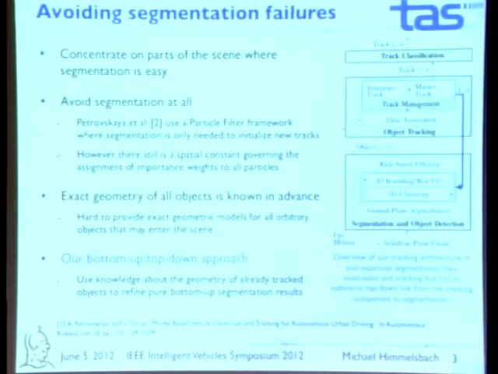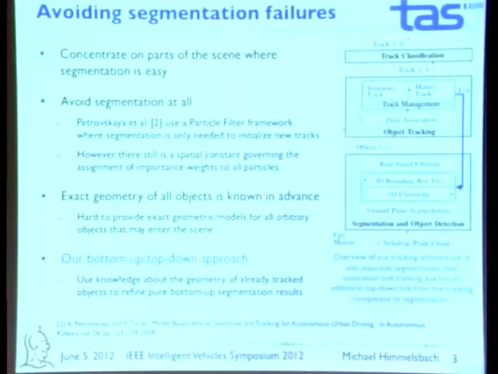So how can we avoid the segmentation failures? First of all, we could just concentrate on parts of the scene where segmentation is easy. I think this was mentioned by Chris Urmson yesterday also, where they localized themselves and then had the map containing road geometry, and then they just concentrated on objects on the road. We could try to avoid segmentation altogether, and there's an interesting work done by Petrovskaya from Stanford University that uses a particle filter framework. In this work, segmentation is only needed to initialize new tracks. But still, there's a spatial constant that governs the assignment of weights to the particles.